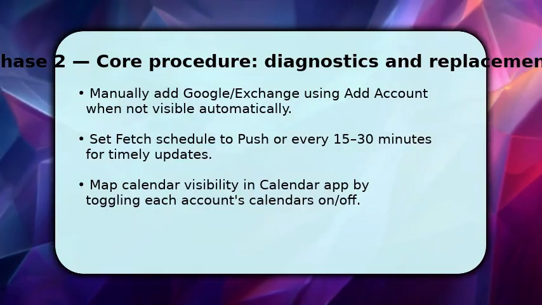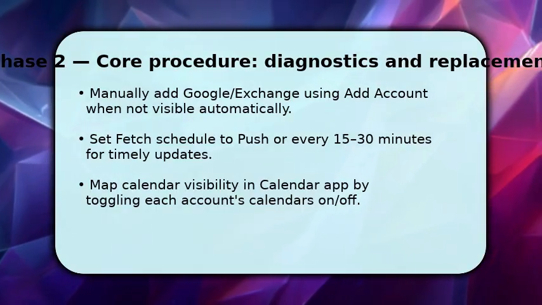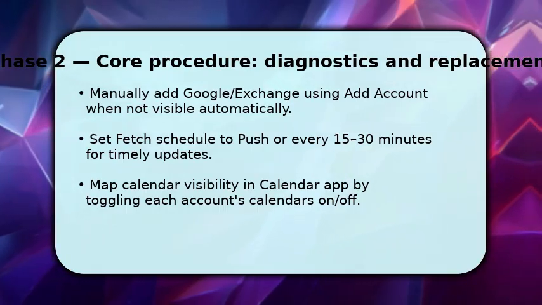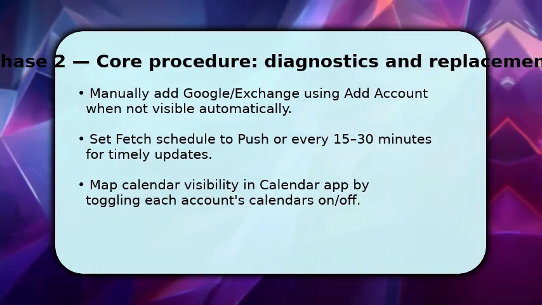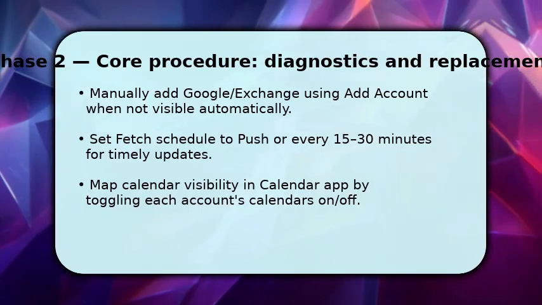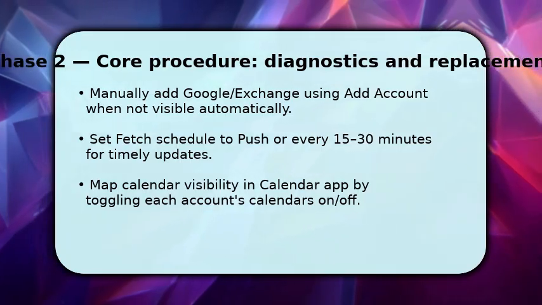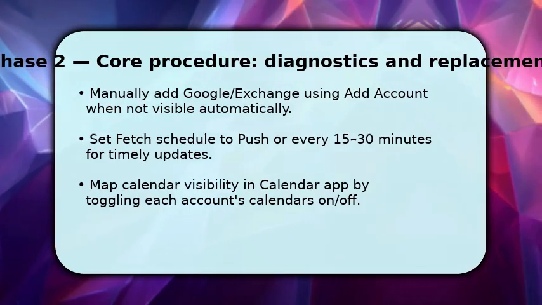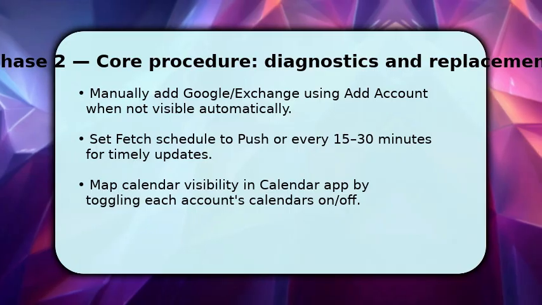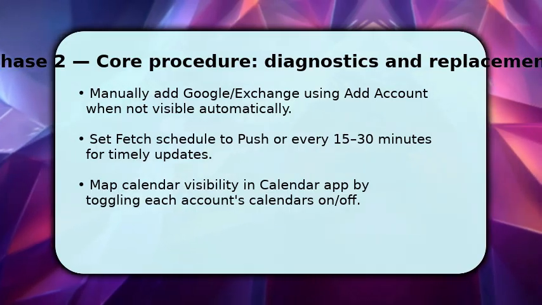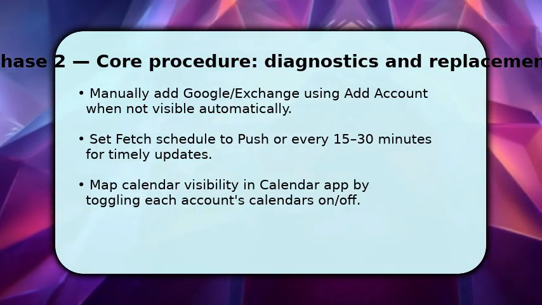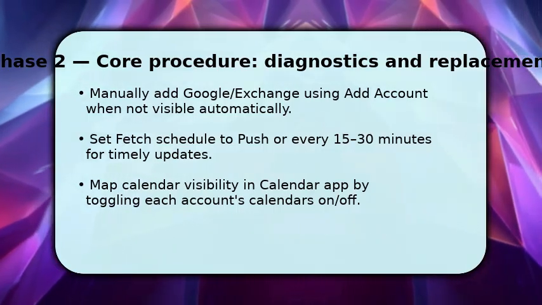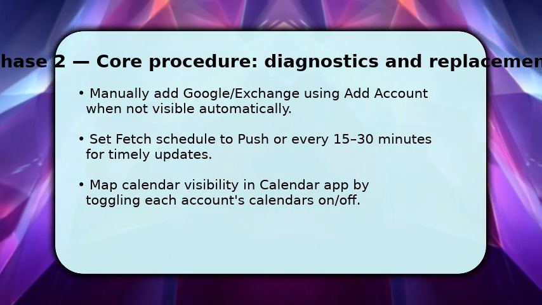Now you add or adjust account settings to unify calendars. If an account isn't listed, tap Add Account and sign in with credentials. Grant calendar access when prompted so iOS can sync. Once added, open Calendar, tap Calendars, and enable only the calendars you want visible to reduce clutter. Then go back to Settings Calendar Accounts to set Fetch to Push or a frequent interval. This reduces lag between services. These steps merge event sources visually and keep entries current across apps.